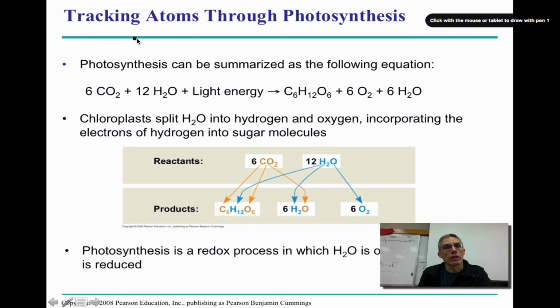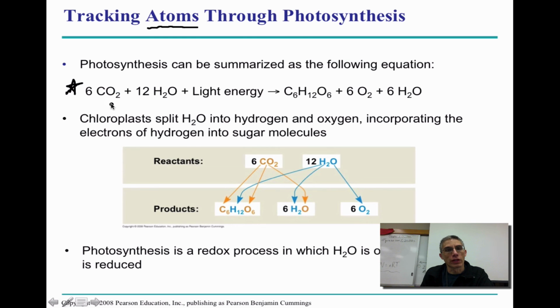Now, like we had done in cellular respiration, in photosynthesis we also need to make sure that we keep track of where the atoms are going within the different elements of the photosynthetic process. Now, as we've seen back in regular biology or honors bio, this is going to be the generalized equation for photosynthesis.